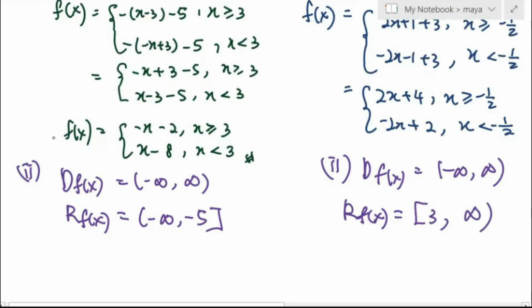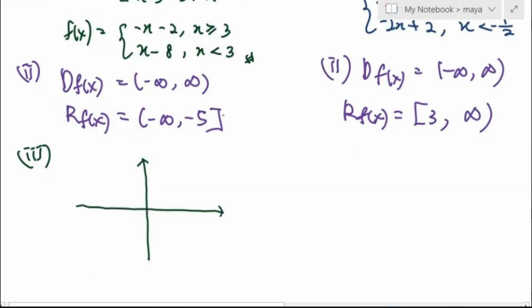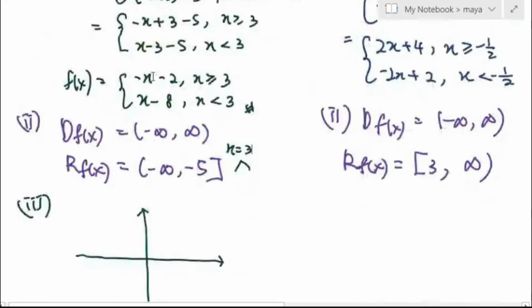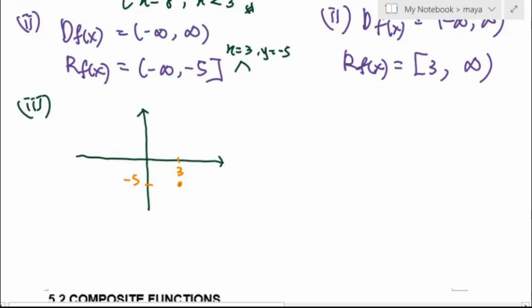Then for the third part of the question, sketch the graph. So now I'm going to sketch this modulus graph. For this modulus graph, it is downwards. Where's the point? Inside the modulus, x is equal to 3, and the coordinate y here is negative 5. So my point will be x equals 3, y equals negative 5, and then the graph goes down in a V shape going down.